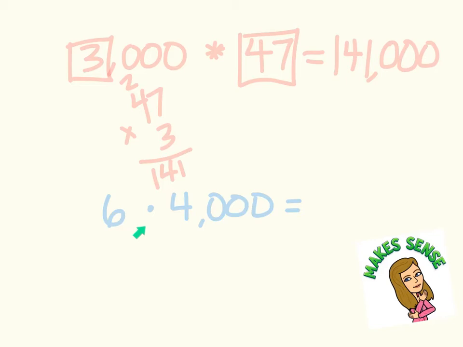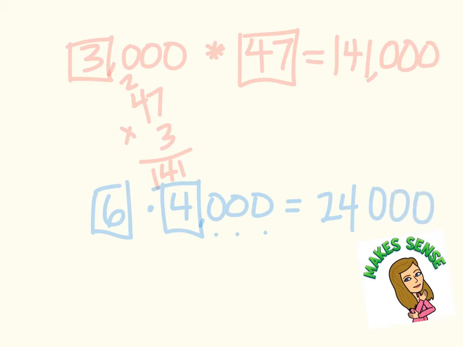The next one on this slide, 6 times 4,000. Box out the 6 and the 4. Solve that first. 6 times 4 is 24. Bring in the magic zeros. None with 6, but I see 3 in 4,000. So we carry over 3. 24,000 is our product for this one.